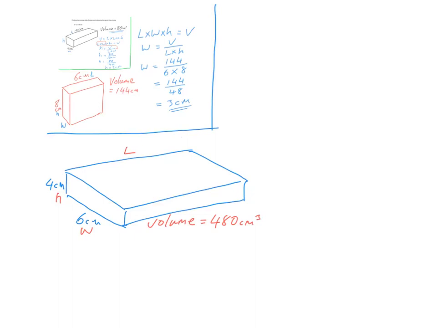So here's our cuboid, and our volume this time is 480 centimetres cubed, and our unknown is the length. And like before, we're going to start off with the formula. So length times width times height equals volume. So we're looking for the length, so the length is going to equal the volume divided by the width times the height. And then we can substitute in our values that we know.